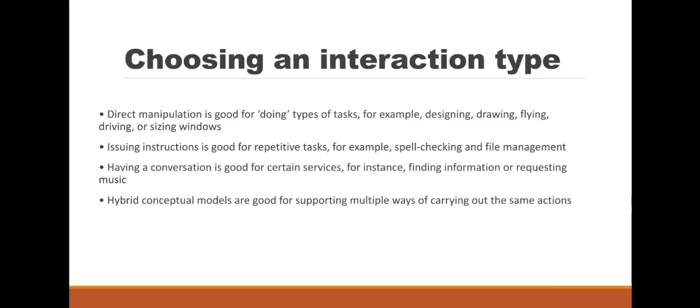Choosing an interaction type. Direct manipulation is good for doing types of tasks, for example, designing, drawing, flying, driving, or sizing windows. Issuing instructions is good for repetitive tasks, for example, spell checking and file management. Having a conversation is good for certain services, for instance, finding information or requesting music. Hybrid conceptual models are good for supporting multiple ways of carrying out the same actions.